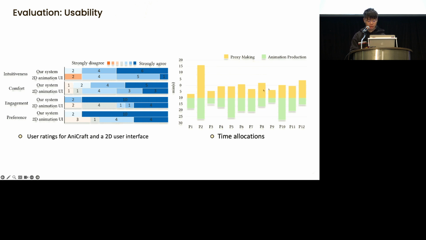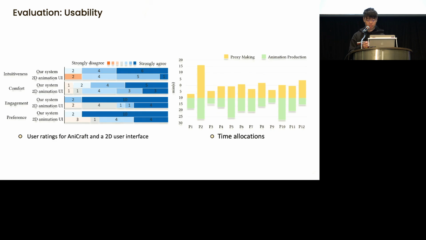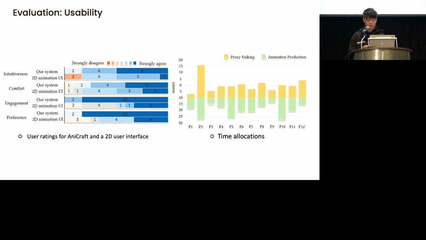Afterwards, they filled out a questionnaire to assess the various metrics between the two systems, followed by a semi-structured interview. The results show that users found it much more natural and intuitive to pose a character with 3D physical interaction compared to a traditional 2D interface. We also tracked the time spent on crafting the proxy and creating the animation. Most users noticed that our workflow was quite engaging.